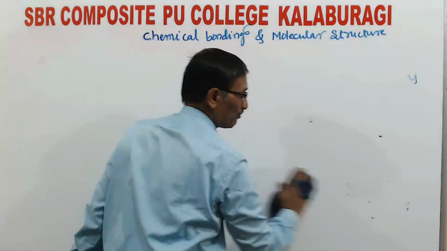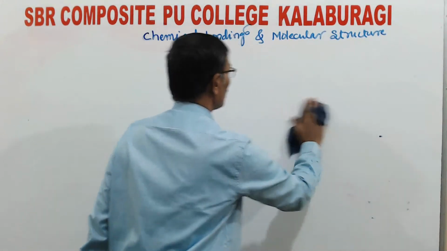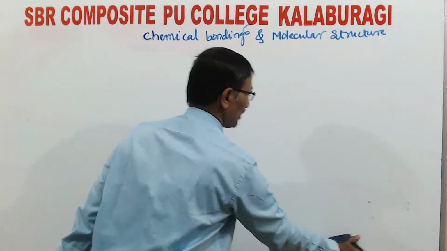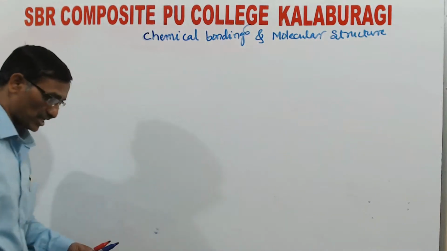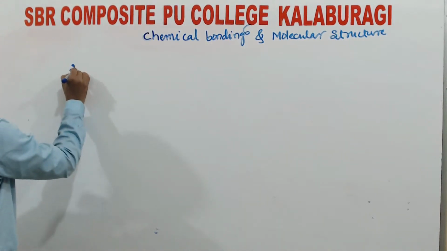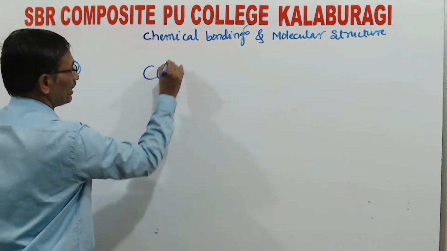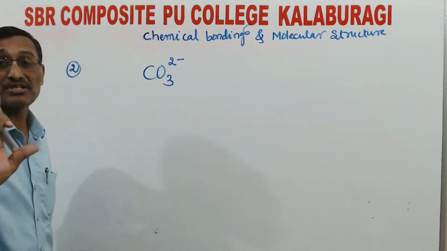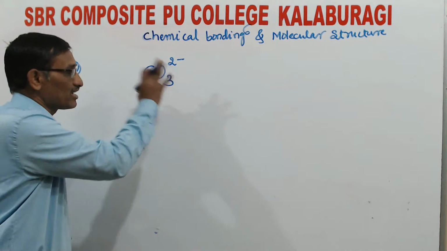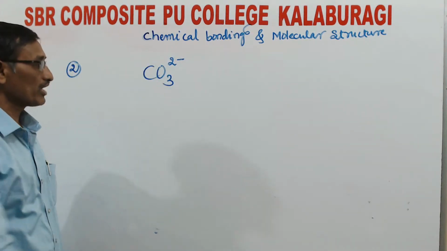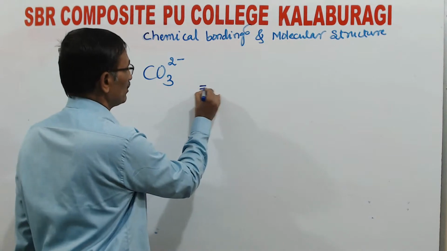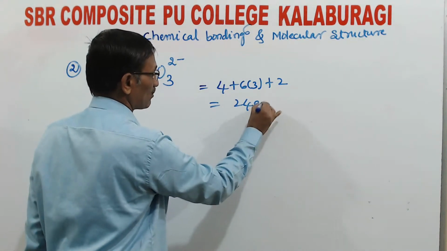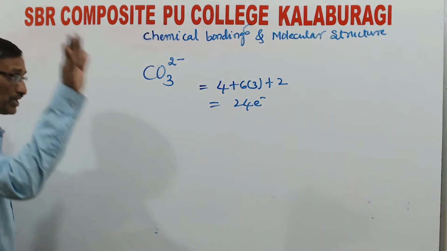First, a polyatomic ion I will take. Already we discussed the Lewis structure for the carbonate radical, and that one also we will go through. CO3 2 minus, student. Carbonate radical. The first step is to write the Lewis structure for this polyatomic ion. As usual, 4 plus 6 into 3 plus 2, that is 24 electrons. Now I will write the Lewis structure first.